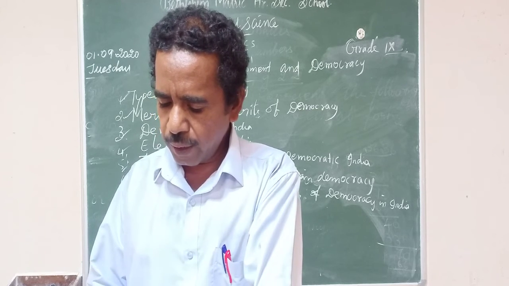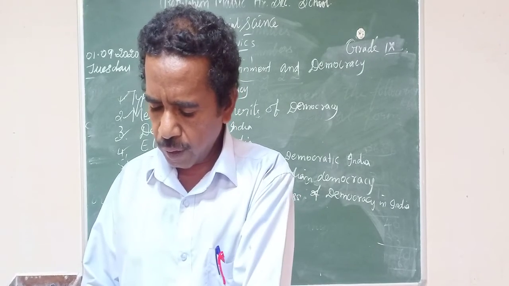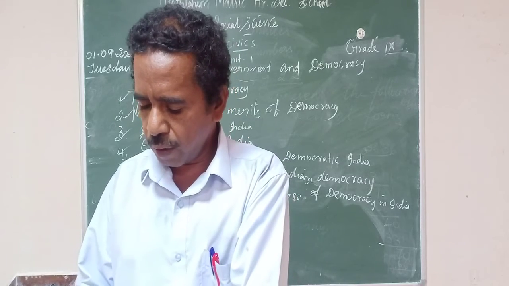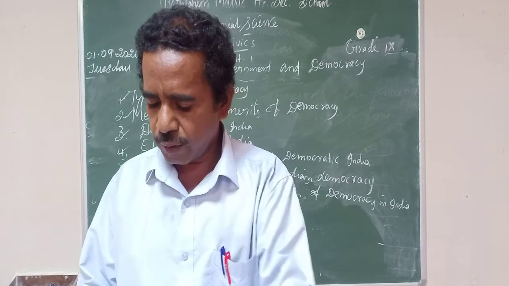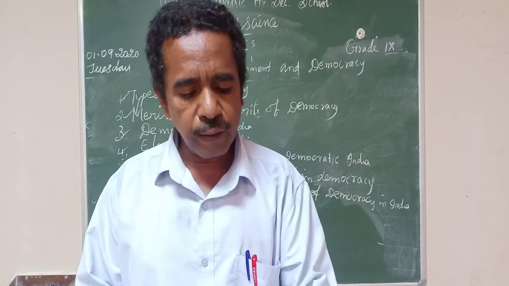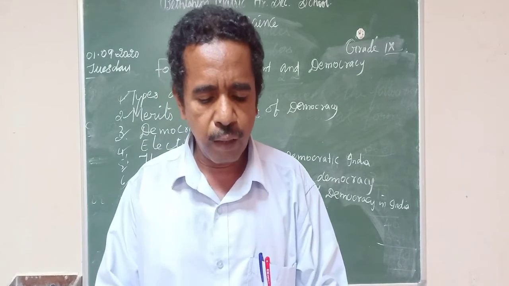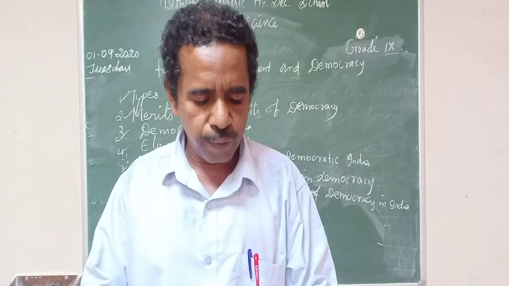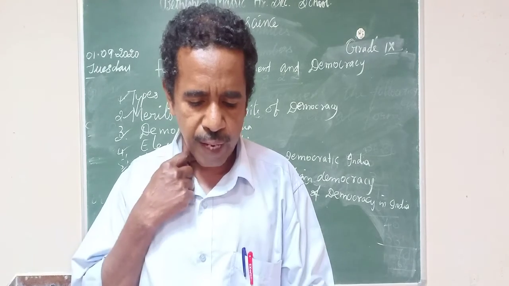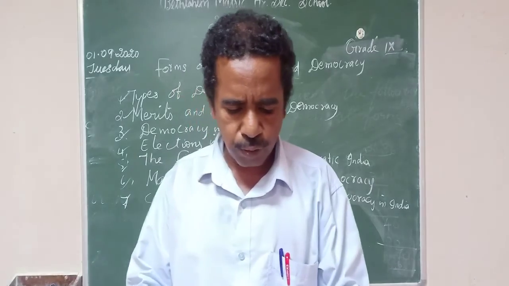The 12th, assertion and reason. 12th answer is option A. Both A and R are true and R explains A. That is the answer for that assertion and reason. Then the 13th, assertion and reason, for that also option A. Both A and R are true and R explains A. Then the meaning of franchise, 14th one: right to vote.